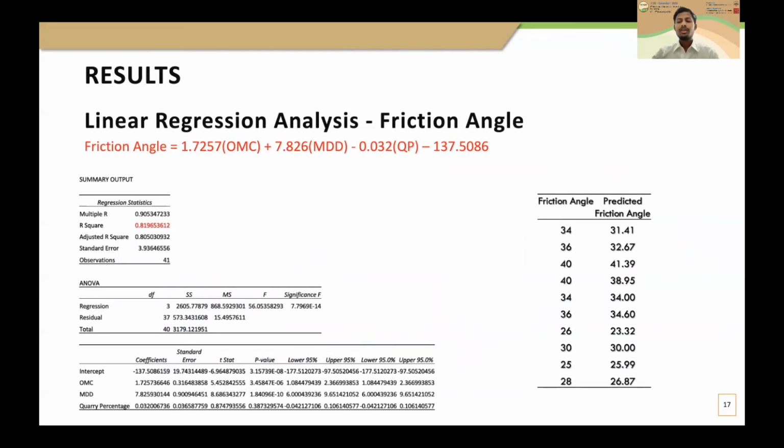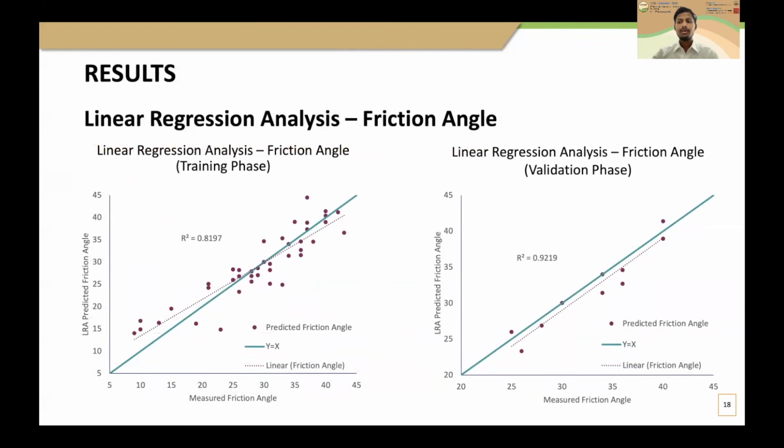The linear regression analysis for friction angle is also done using 41 datasets and tested using 10 datasets. We can see the equation for friction angle, and to the right, we can see the actual friction angle and the predicted friction angle. This graph shows the analysis done at testing and training phase. And at the testing phase, we have the R-square value of 0.9219.